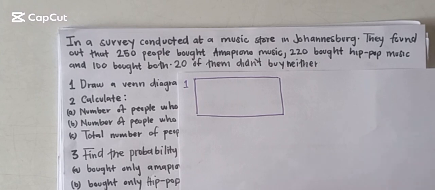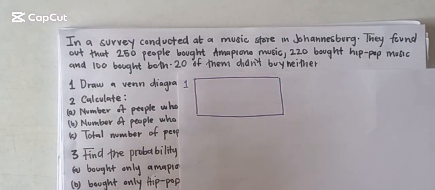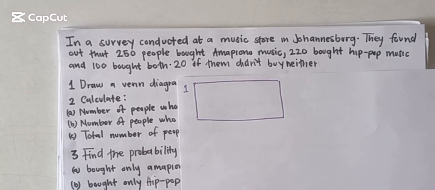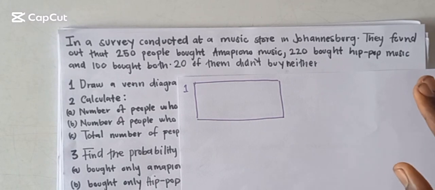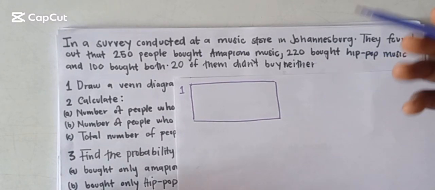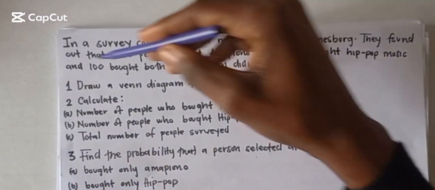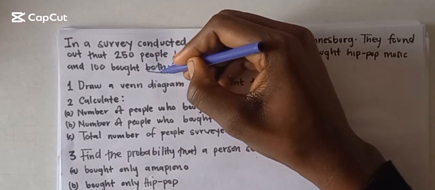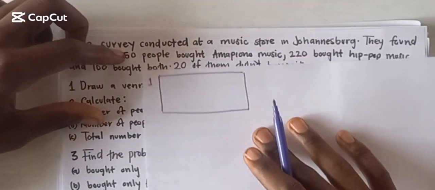So how are we going to draw those circles? Are we going to draw them intersecting or not intersecting? To know whether to draw intersecting circles or not, you have to look for the word both in the statement. If you don't find it, you don't draw circles that intersect. But if you find the word both in the statement, that's where you're going to draw 2 circles that intersect. In our statement, both is here, whereby 100 of them bought both. So it means these 2 sets intersect.